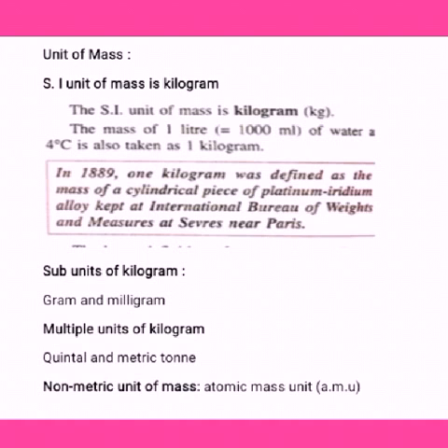Next, multiple units of kilogram. These are the bigger common units of mass used in our daily life, that is quintal and metric ton. 1 quintal is equal to 100 kg. 1 metric ton is equal to 1000 kg, that is equal to 10 quintal.